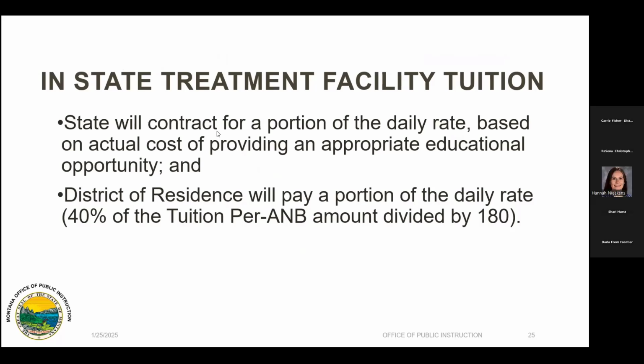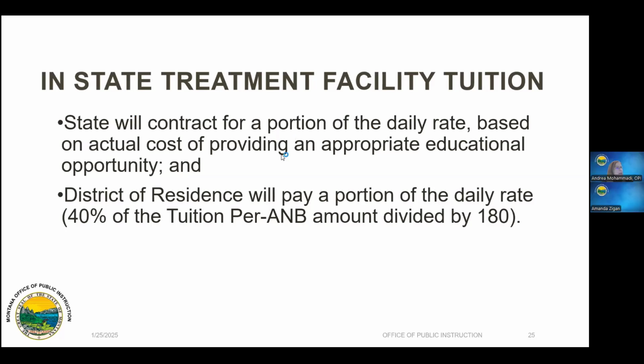There's another type of tuition that you may be getting, but this comes directly from your in-state treatment facilities. You've got to pay a portion of the daily rate, 40% of the tuition per A and B amount divided by 180. If anybody gets those, I do get a lot of phone calls from people asking me questions on that. I really don't do the in-state facility tuitions, but I can answer those questions.